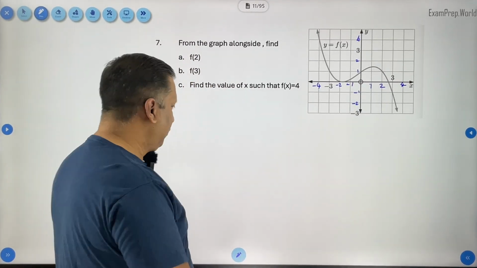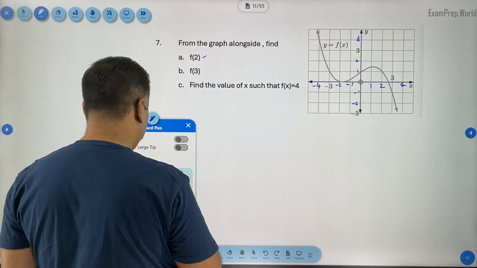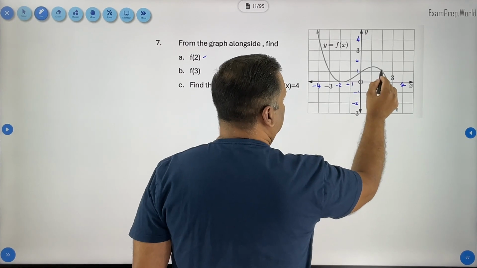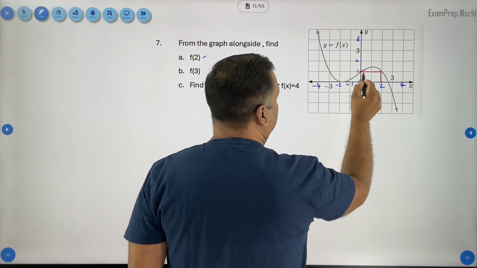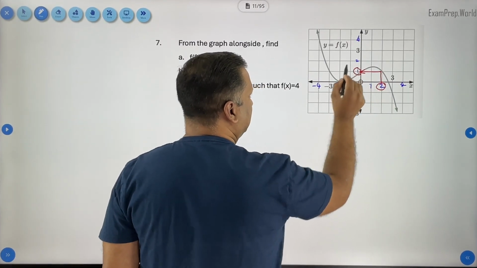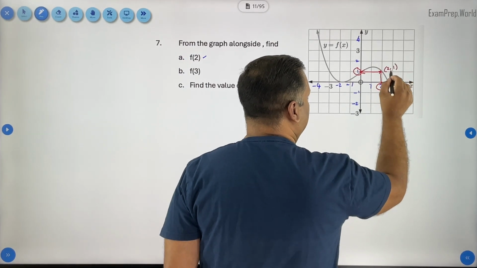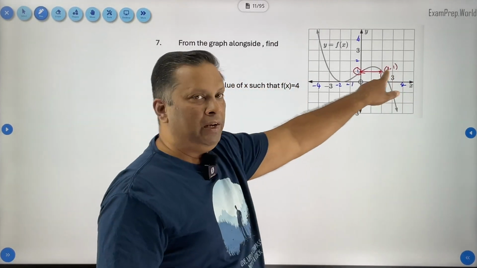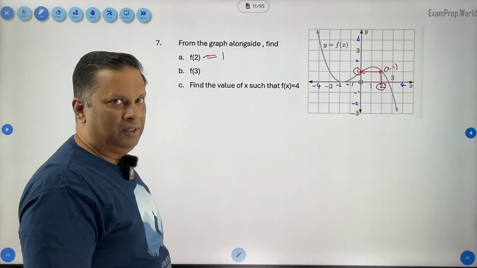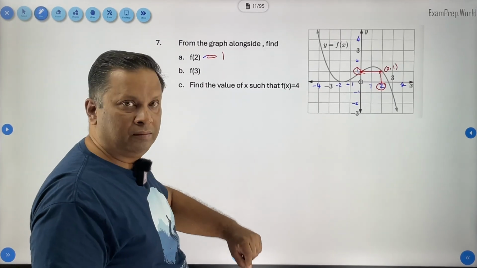Now, when they say f of 2, identify where 2 is. I see that 2 is here. So, what is the corresponding value in y? It is 1. So, for f of 2, I get the y value as 1. That means the coordinates of this point are 2, 1. When the x value is 2, the y value is 1. So, the function value is 1. Easy? Okay.